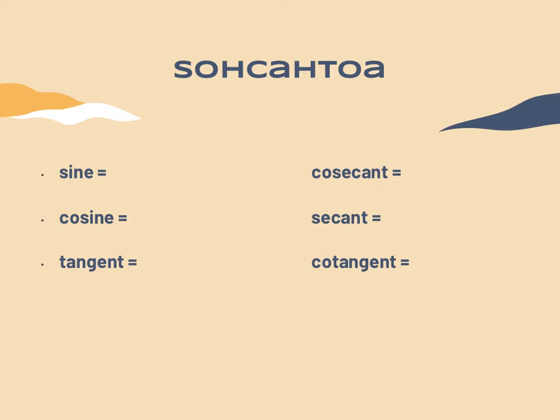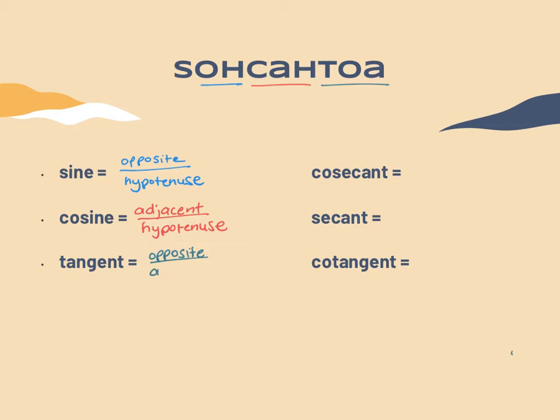SOHCAHTOA is an acronym that stands for sine equals, the next two letters would be opposite over hypotenuse. Cosine, which is the C, goes with the next two letters, which is adjacent over hypotenuse. T goes with O and A, which means tangent is opposite over adjacent. So this is something you learned about in geometry.